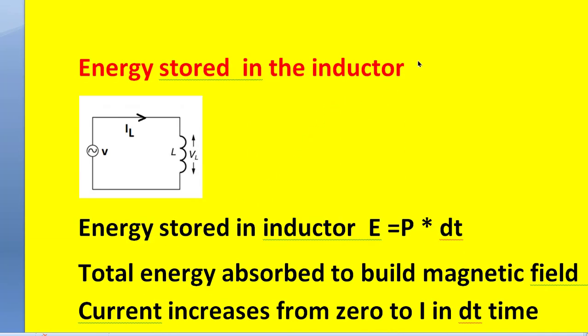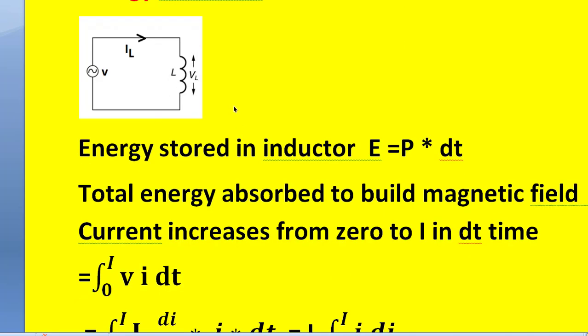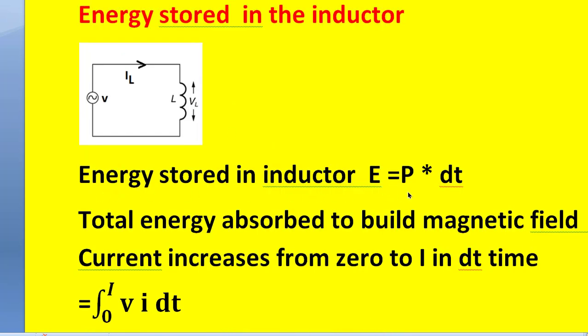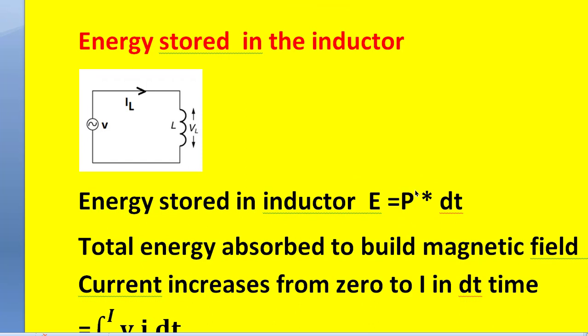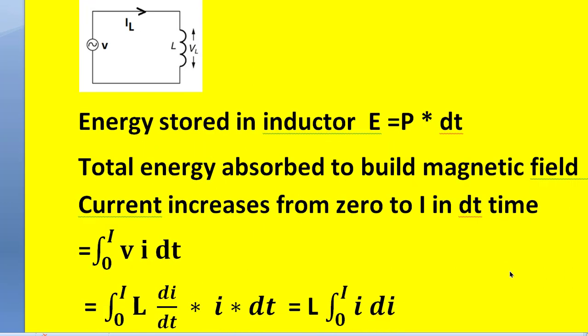Next, energy stored in the inductor. So the purpose of inductor is to create the magnetic field in this circuit. So energy stored in the inductor we can write as power in the inductor into duration of the time dt. So total energy is absorbed from the source to build the magnetic field in the inductor. It draws current from 0 to I in dt time.